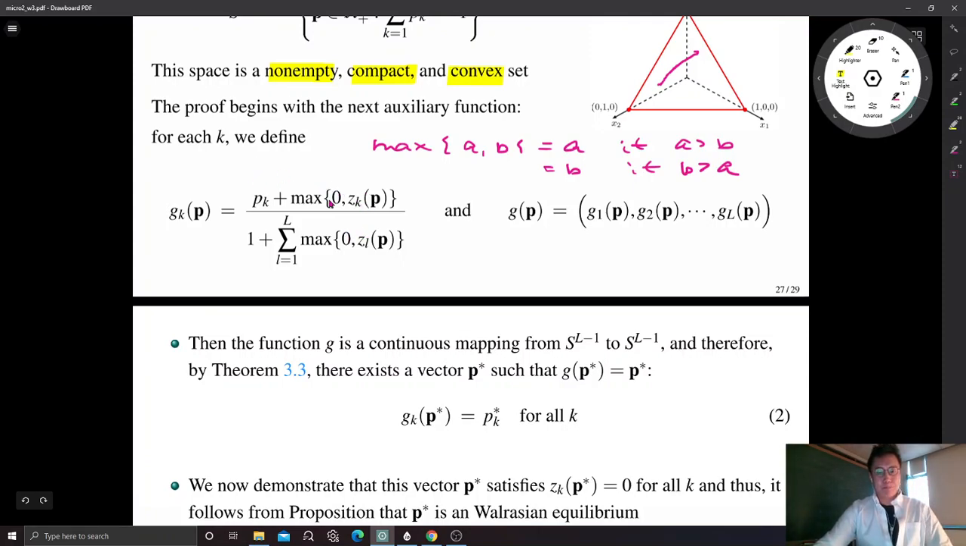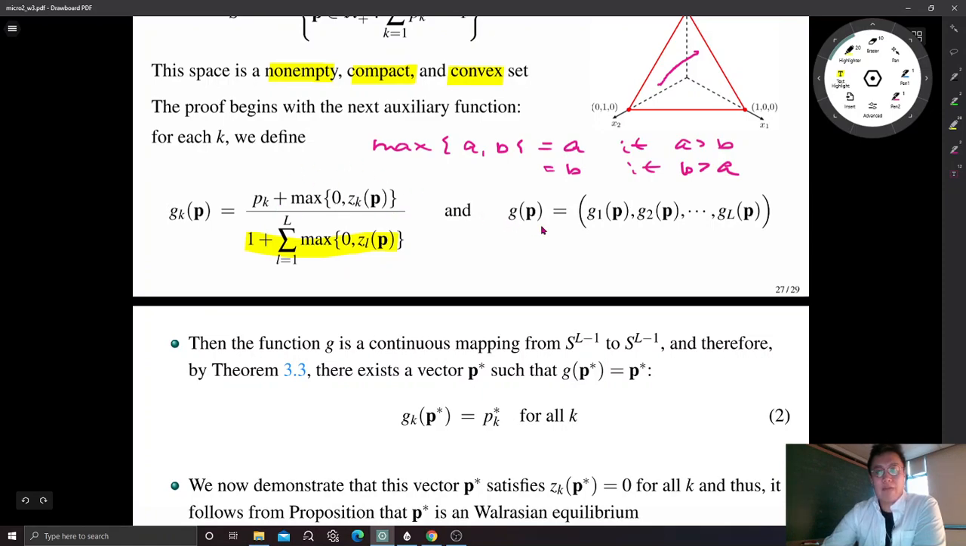All right, and then the law of this maximum operator will be clear at the end of the proof. So we have this on the top. On the bottom, we have 1 plus the summation of these maximum operators over every commodity, because we have L commodities, and we add up these maximum operators from 1 to L. Okay? So now the denominator is independent of k. It's some number. Only the numerator depends on k.